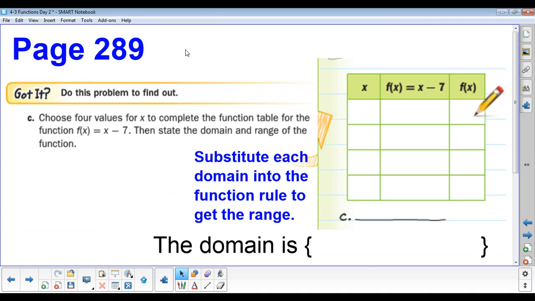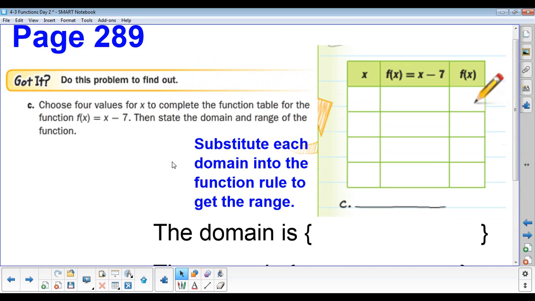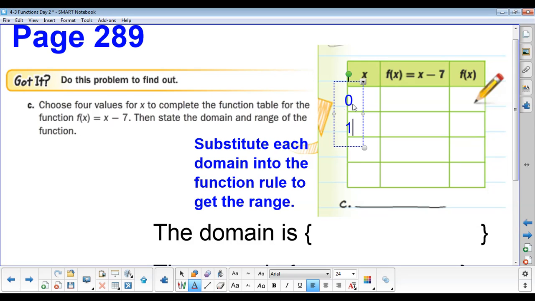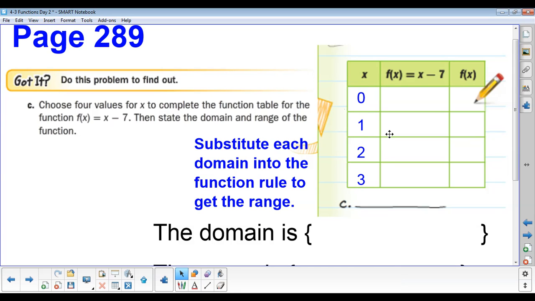On page 289, they want us to do the same thing. It says choose 4 values for x to complete the function table for f of x equals x minus 7. Then state the domain and range of the function. Now, you can choose whatever numbers you would like to. You know what numbers I'm going to pick. Again, you should be trying these on your own and then double checking yourself with what I'm doing.